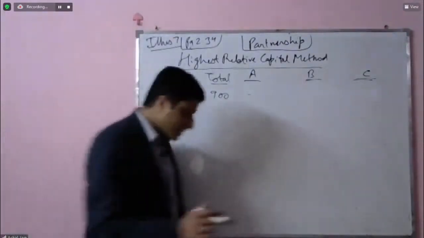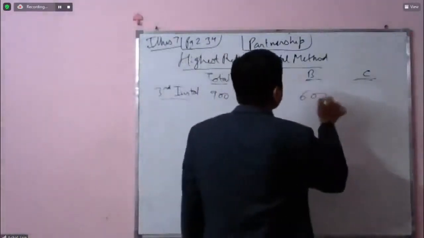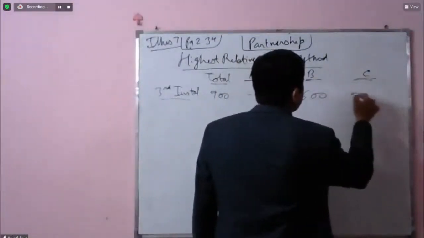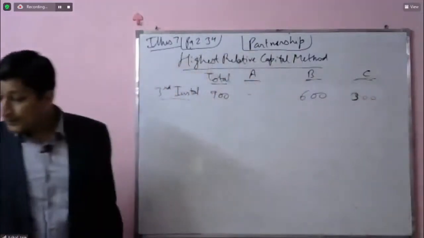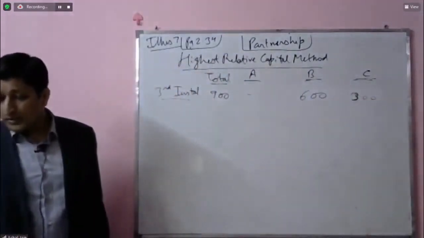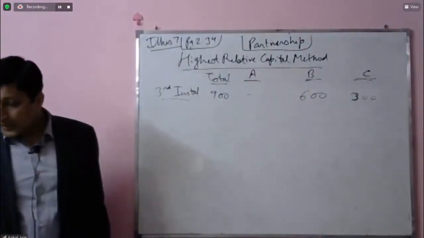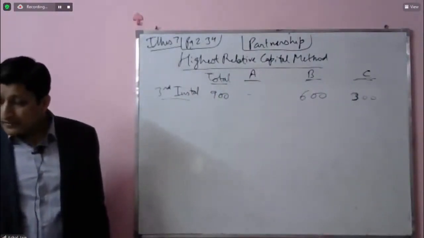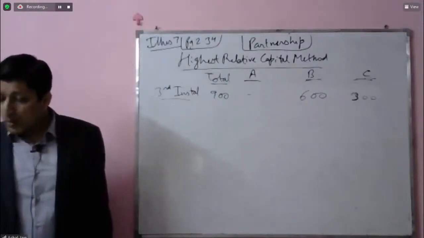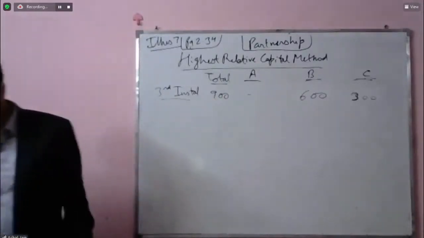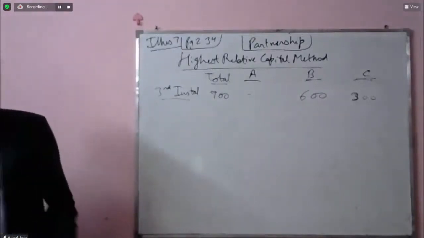So let's distribute this 900 in the profit sharing ratio, 600 and 300. It's gone. Yeah. Now fourth installment. In the fourth installment, what did we receive? In the fourth installment, an amount equivalent to 6,000 was received.